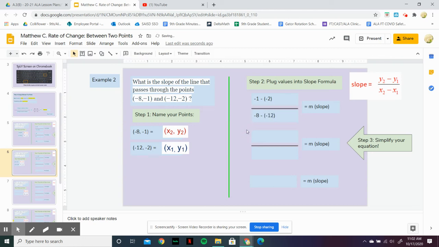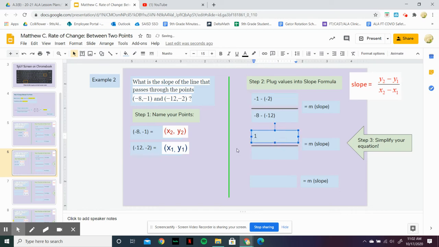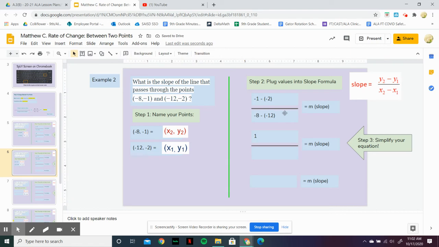Here's another good example to talk about subtracting a negative. Subtracting a negative is the same thing as adding. So when I do negative 1 minus negative 2, I'm actually doing negative 1 plus 2. Well, negative 1 plus 2 is just 1. And then I'm going to do negative 8 minus negative 12, but negative 8 minus negative 12 is the same thing as negative 8 plus 12. And negative 8 plus 12 would give me a positive 4.